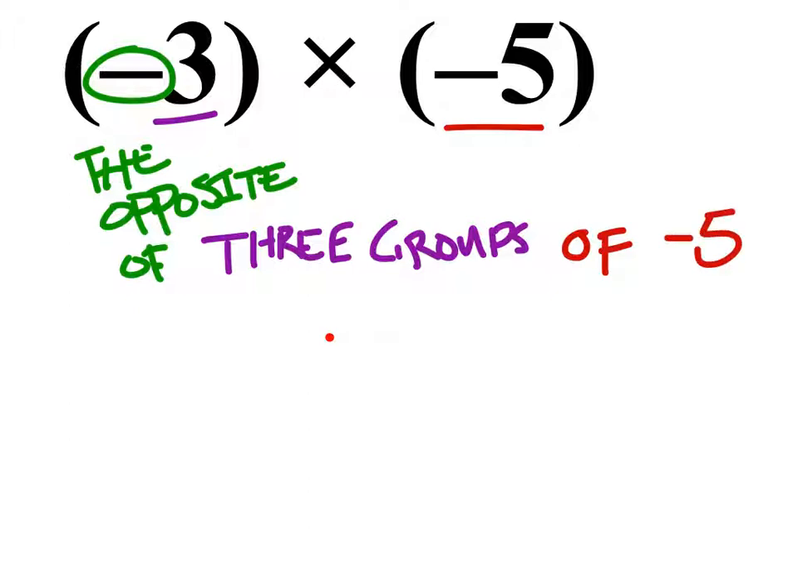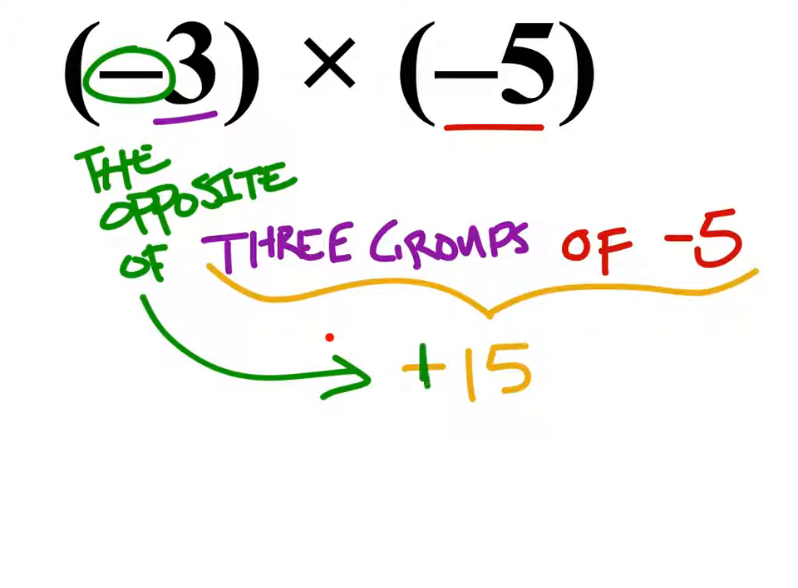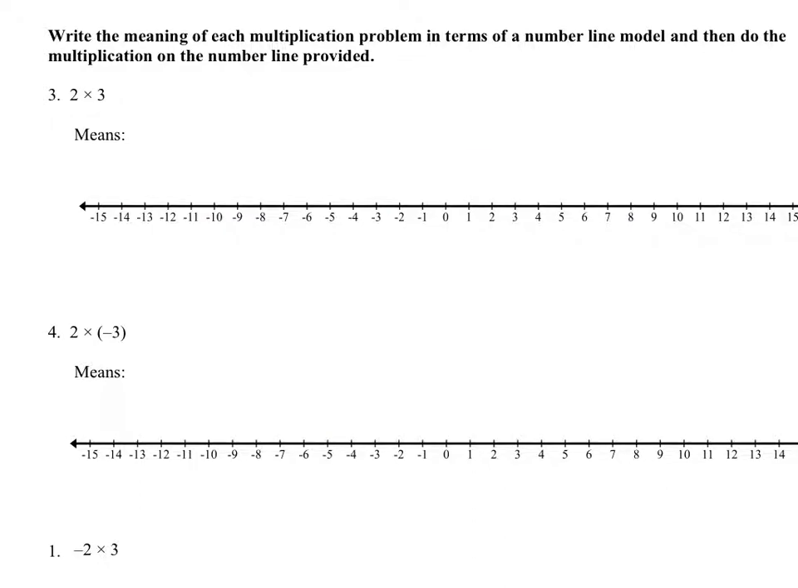negative 5. So 3 groups of negative 5, as it turns out, if we combine this, 3 groups of negative 5 would be negative 15. But then we've got to take the opposite of negative 15, which would make that a positive 15. Bam, there we go. So we're going to write the meaning of each of these, and then we'll use the number line to model this, and then we'll do the actual multiplication and find the product.